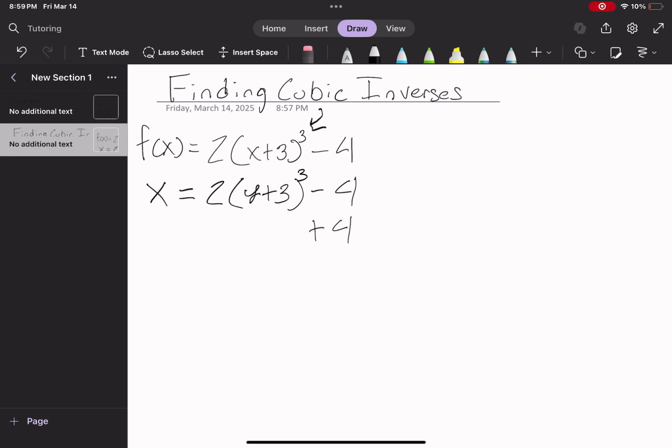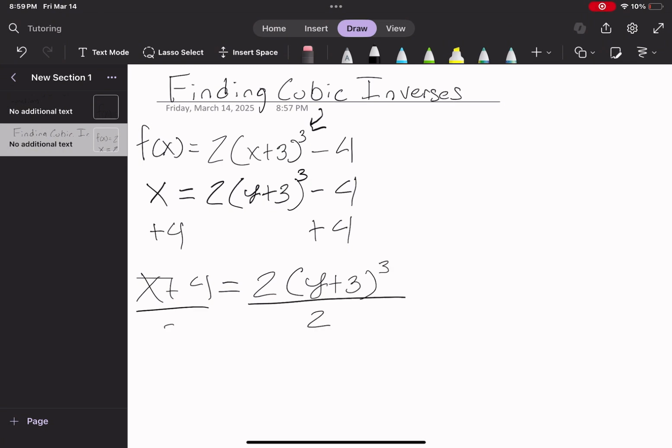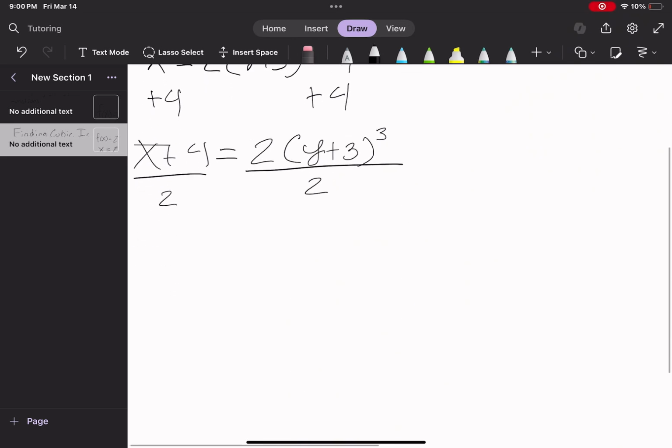You're going to add 4 to both sides. x plus 4 is equal to 2 times (y plus 3) cubed. So now we're going to divide both sides by 2. So here we have (x plus 4) over 2 is equal to (y plus 3) cubed.